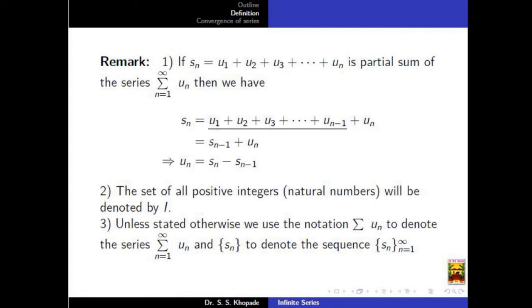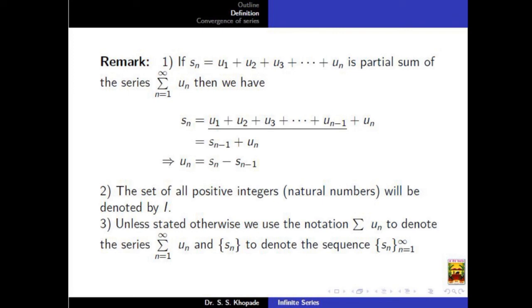This formula in turn gives us the value for the nth term of the series. So the nth term of the series, un, is given by the nth partial sum Sn minus the previous partial sum. So the partial sum is indirectly the cumulation of the terms in the sequence un.